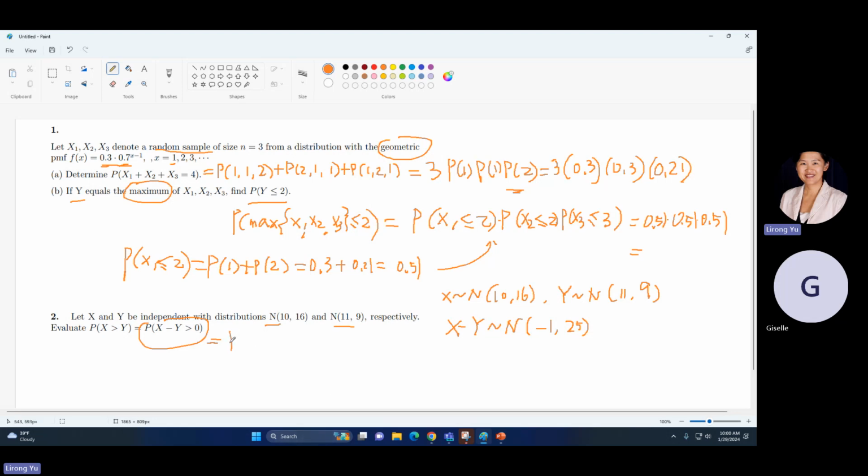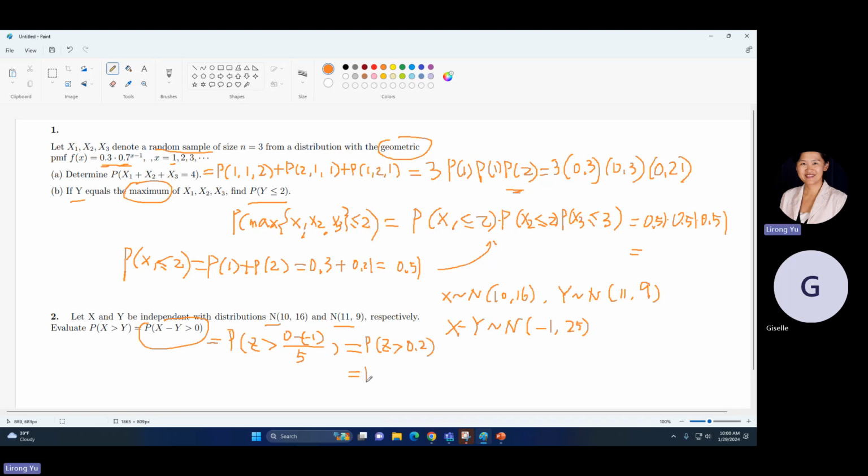So if you want to calculate the probability about x minus y, you can calculate the z value for the question. We convert the 0: 0 minus the mean. The mean is -1, so we minus -1, divided by the standard deviation. The variance equals 25, and the standard deviation is the root of 25, which is 5. So 0 minus -1 is 1, and 1 over 5 is 0.2. So this is the probability z is bigger than 0.2.